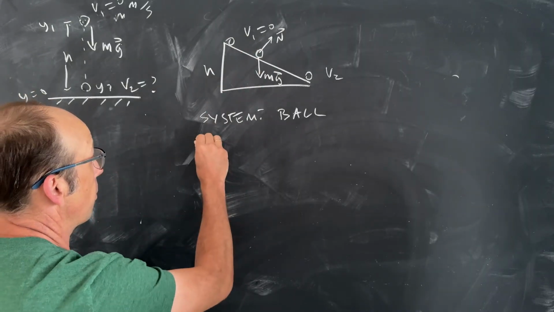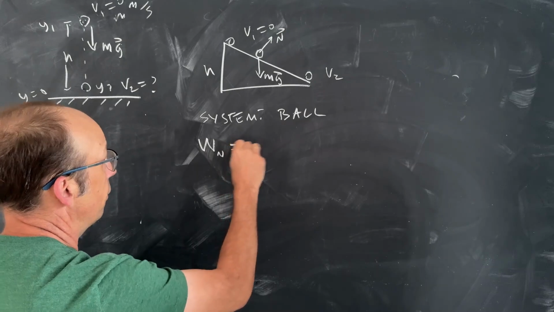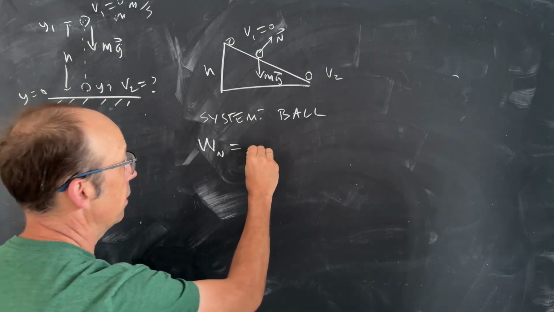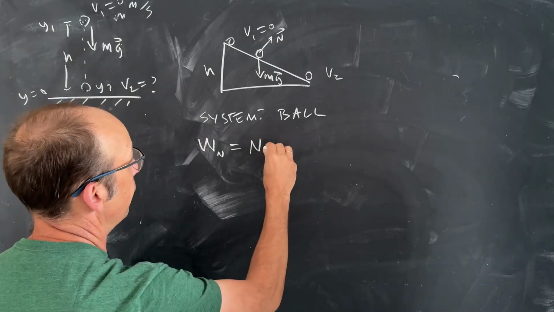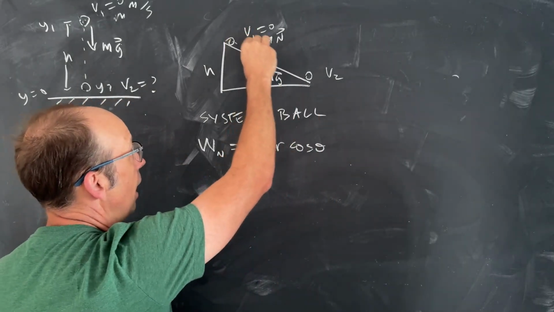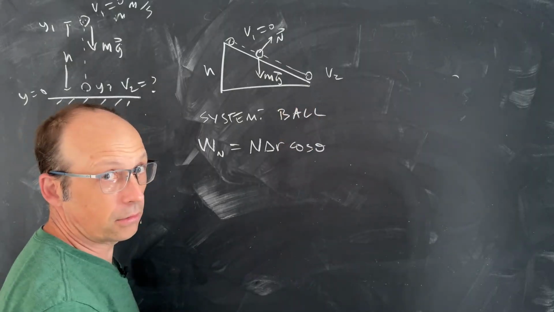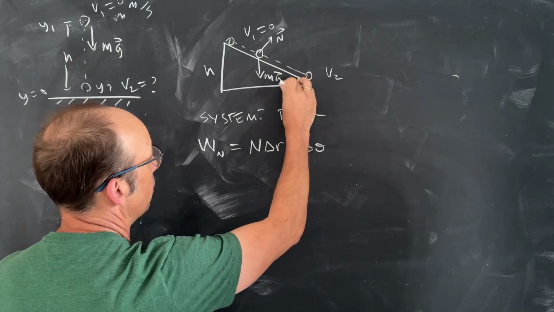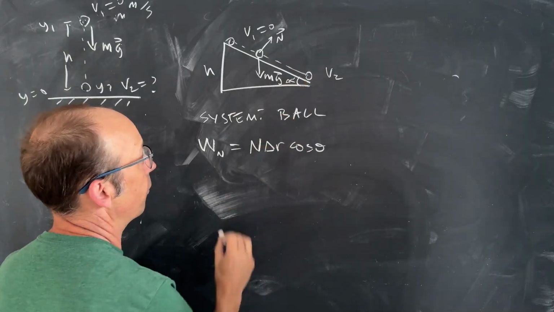Let's start off with the normal force. Work N is going to be the normal force. I'm going to write this in the scalar version, N, and then I have delta r cosine theta. So in this case, I need to find this distance right there. That's my delta r. Well, I'm going to call this the angle alpha, just to be different from theta.